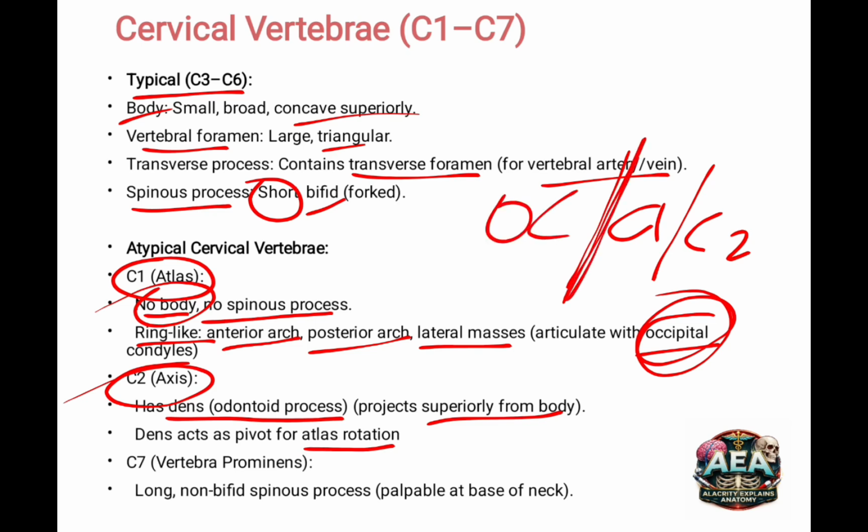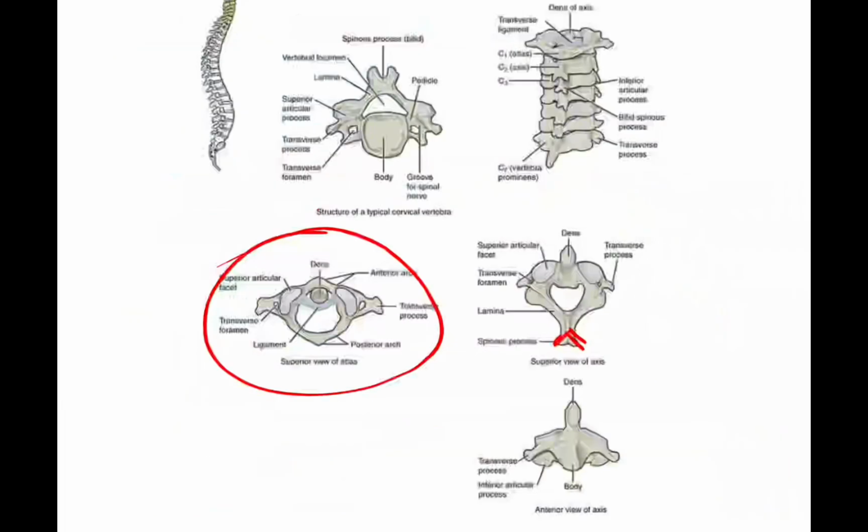So the joint between the occipital condyles and C1 helps in nodding, while the joint between C1 and C2 helps in rotation of the neck. So we have the C7, which has a long bifid spinous process and is palpable at the base of the neck. If you place your hand on your neck and trace it downward posteriorly, you feel a bony projection posteriorly. That is the spinous process of C7 cervical vertebrae.